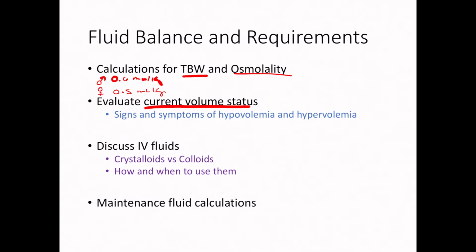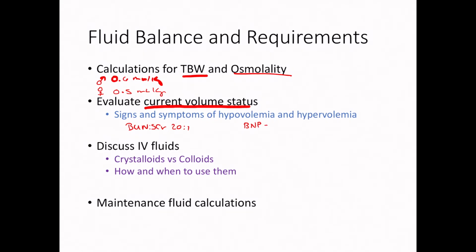We talked about laboratory values to keep in mind with that BUN to serum creatinine ratio of 20 to 1 in the hypovolemia, and then having an elevated BNP in patients with hypervolemia.